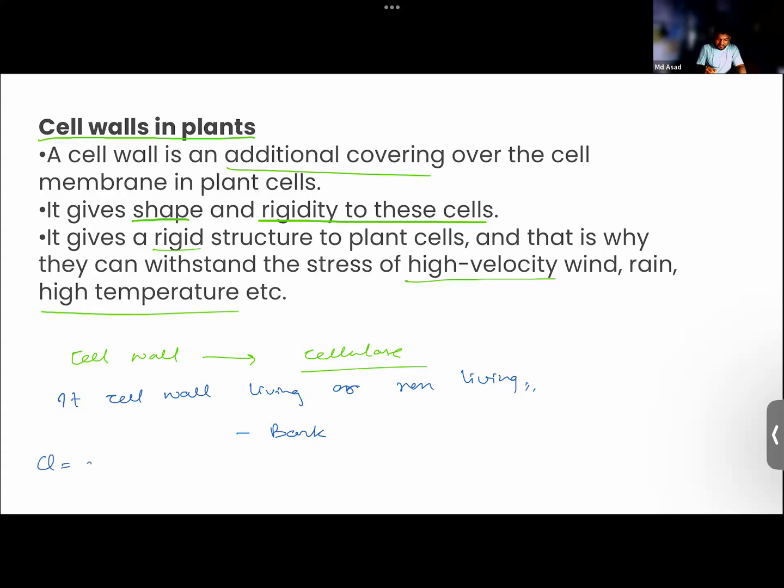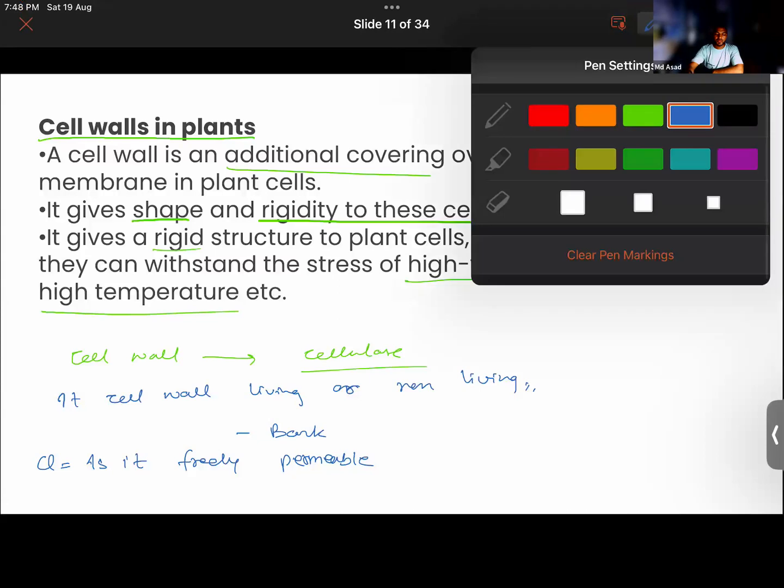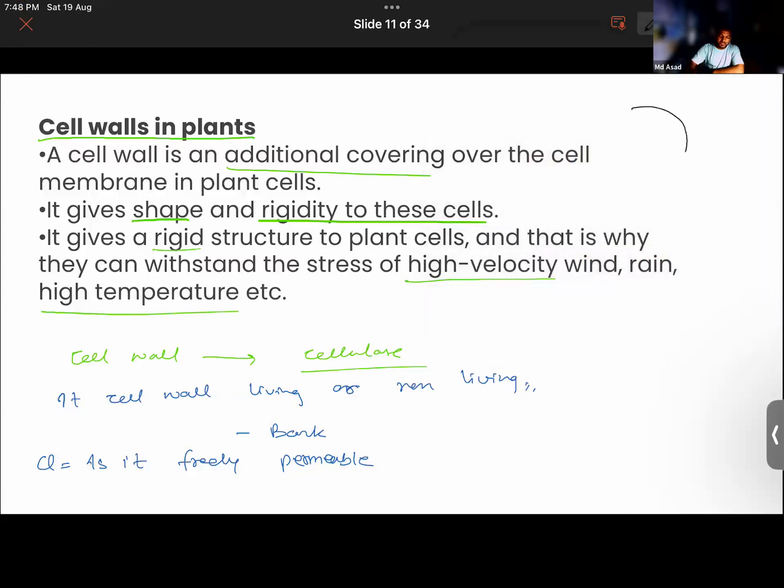Is it freely permeable? What does it mean? That it will allow any substance to pass through it. No, it is freely permeable. Look how it happens here. This is, let's say, the cell membrane. And there's another layer over it. Let's say this is the cell wall.